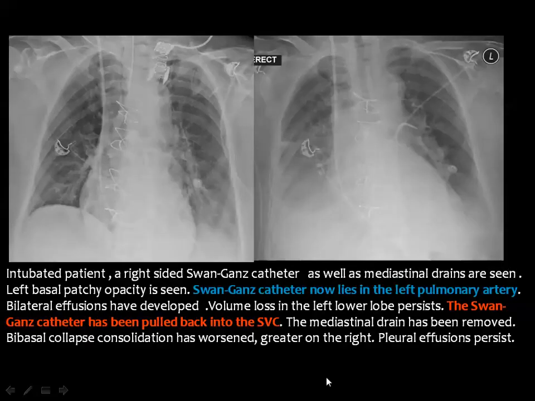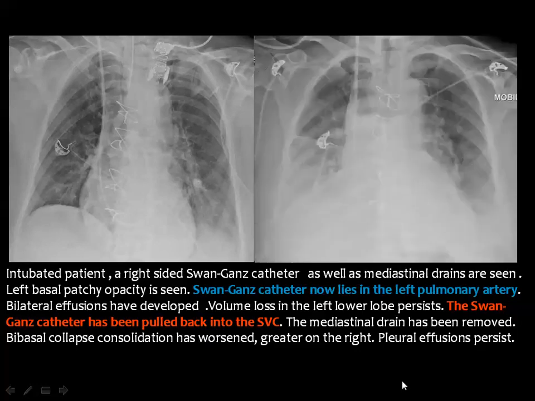In this patient, you see the Swan-Ganz catheter, which is located in the pulmonary artery, and then is advanced in the left main pulmonary artery. You see some veiling opacities, especially in the left lung, and also you can see that there is some pleural fluid. Then the Swan-Ganz catheter has been withdrawn into the superior vena cava, but the opacities are still there and the effusion is also present.